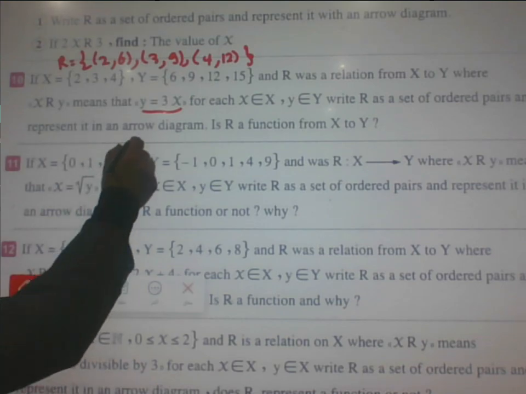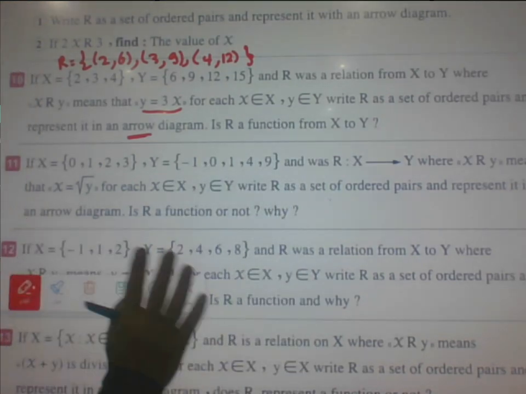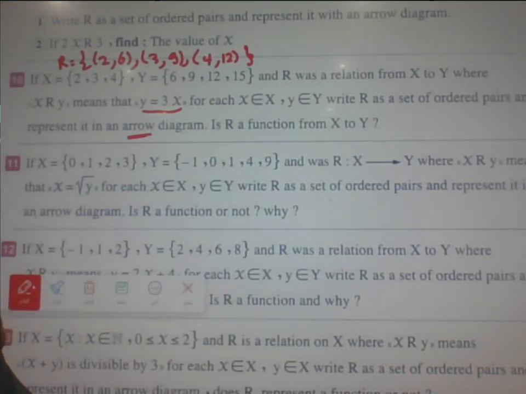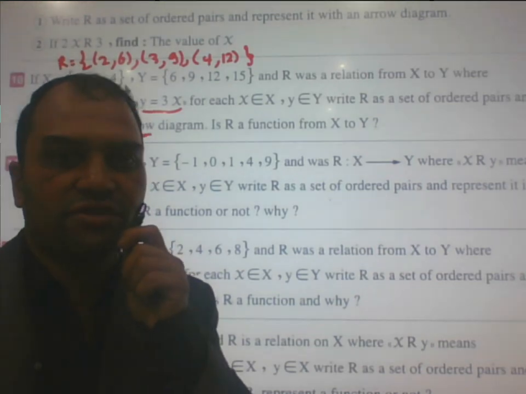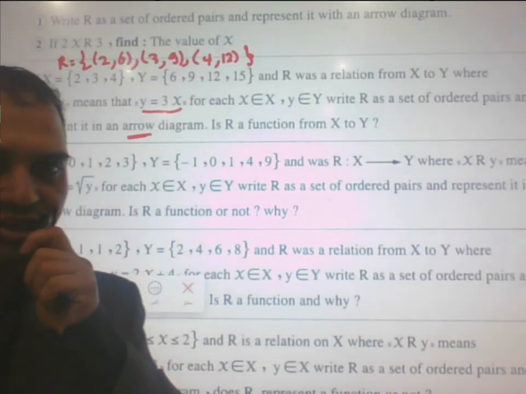Represent it as an arrow diagram. You can draw the arrow diagram, and this is our function. Yes, it is a function, because each element in x has only one image in y. The relation here, we call it a function, because each element in x has only one image in y.